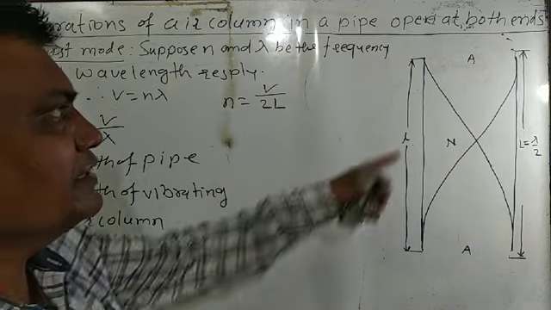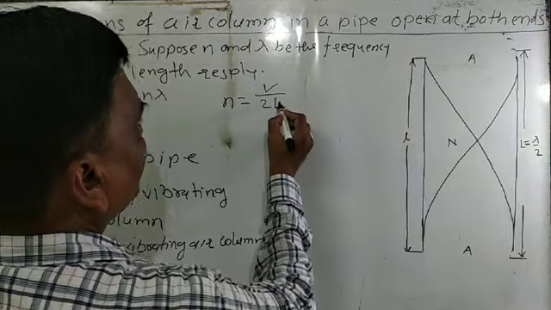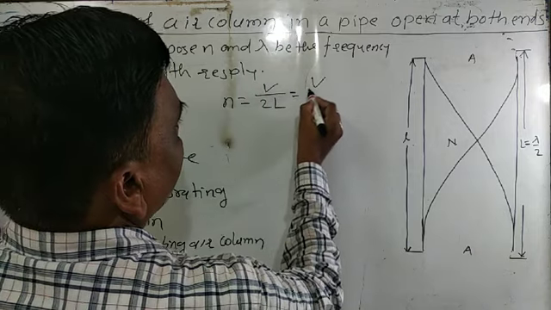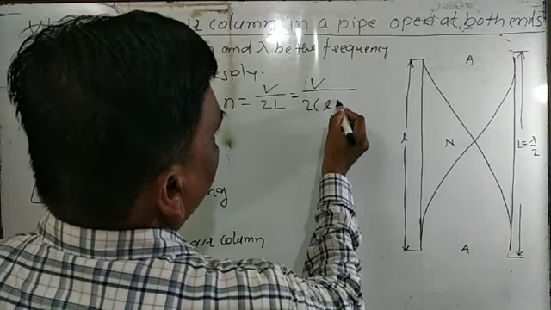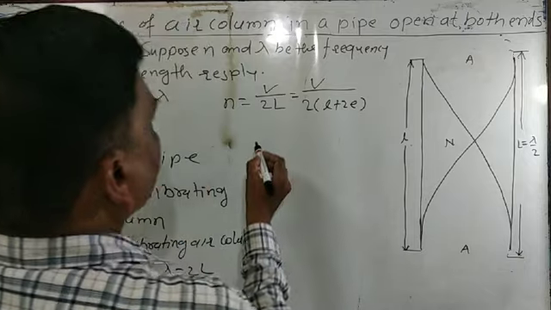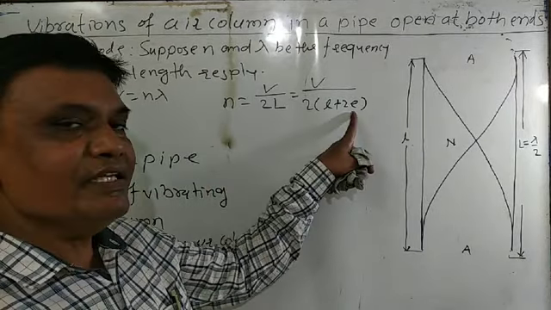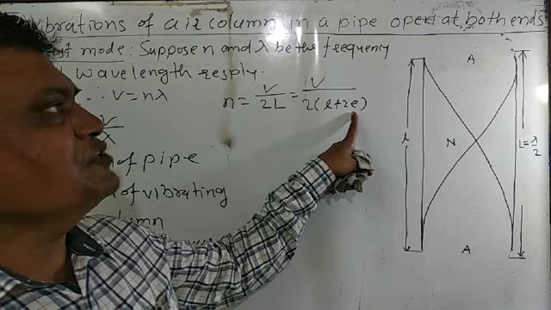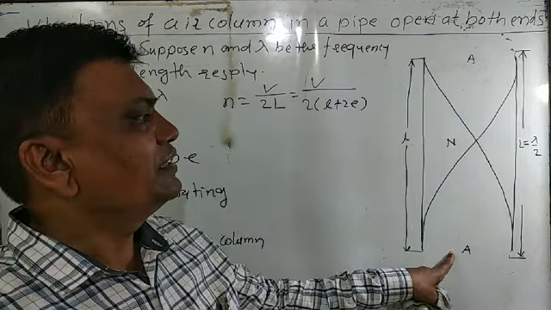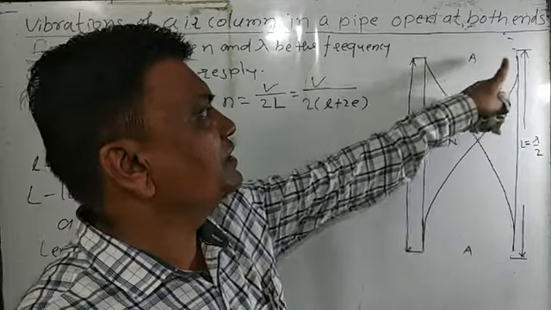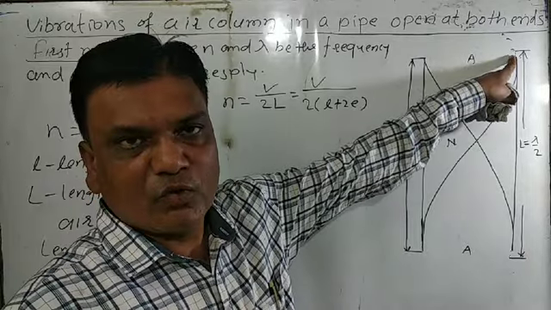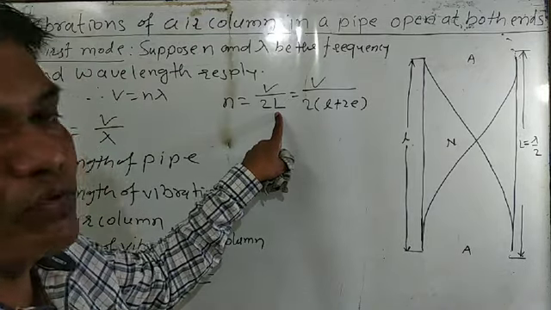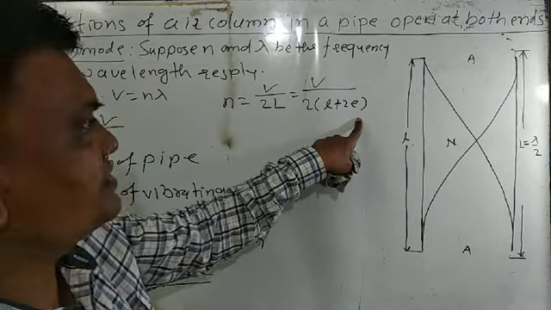But here there are end corrections. Therefore n equal to V by twice (l plus twice e). What is e? Small e is the end correction. Here the pipe is open at both ends, that's why there are two end corrections, one at this open end and another at this open end. Therefore here capital L equal to l plus twice e.